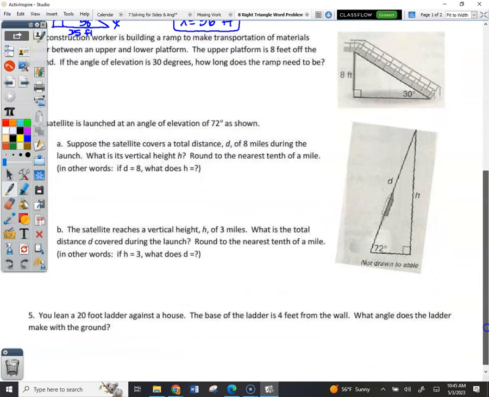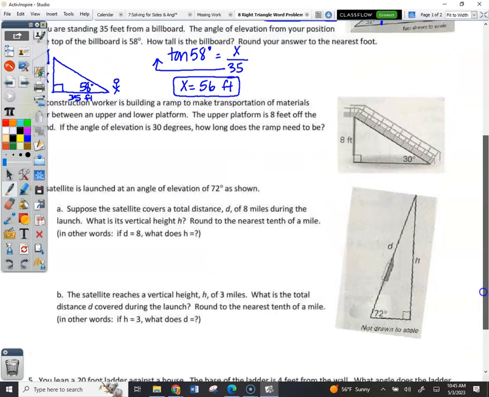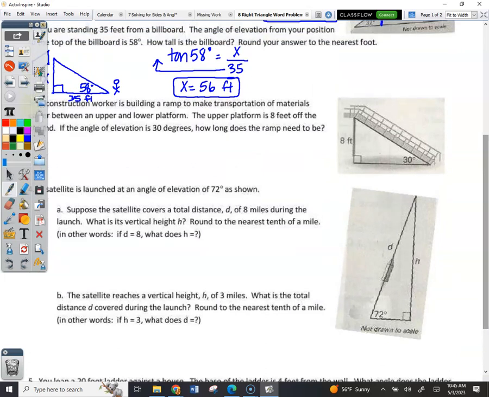Let's go down to number 4. A satellite is launched at an angle of elevation of 72 degrees. Suppose the satellite covers a distance, which is d, of 8 miles during launch. What's the vertical height? What did they just give me right here? Oh, when did I type that? Yesterday. Should have typed that. Yeah, mark that one out.